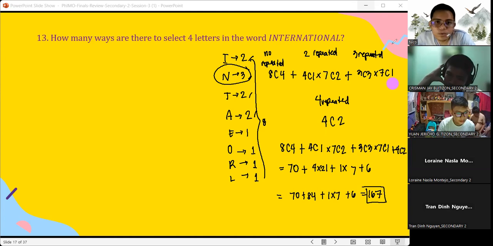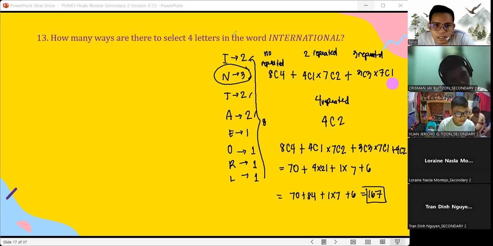Okay, so you cannot do 13C4 directly, right? Because in that case, you're just going to solve for the number of ways you can get 4 letters out of "international." Take note that in these letters there are repeated letters. In I there are 2 of them, in N there are 3 of them, in T there are 2 of them, in A there are 2 of them, then singles of O, R, and L, right?